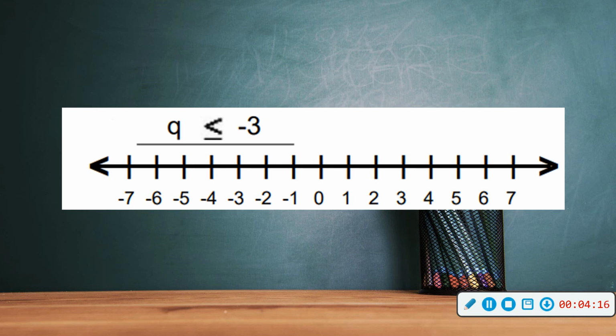Last one really quickly, and then we'll look at some solving problems. So in this case, same process, same concept. So we go to my -3. Again, it has that line underneath it, so therefore my dot is going to be closed. And then we're going to shade it to the left.